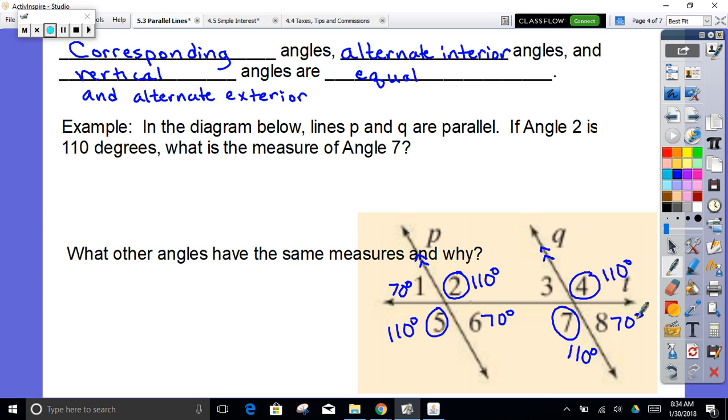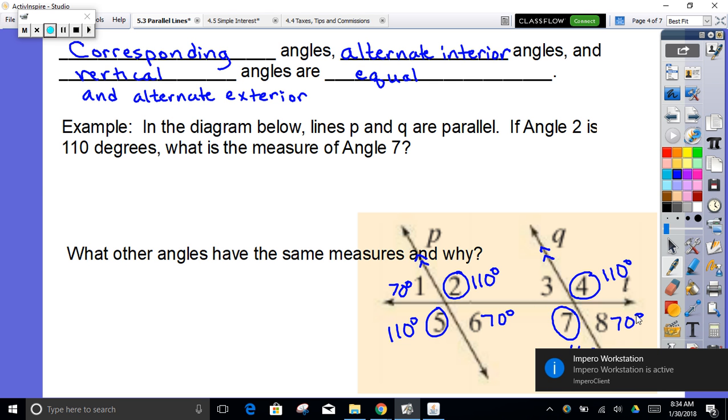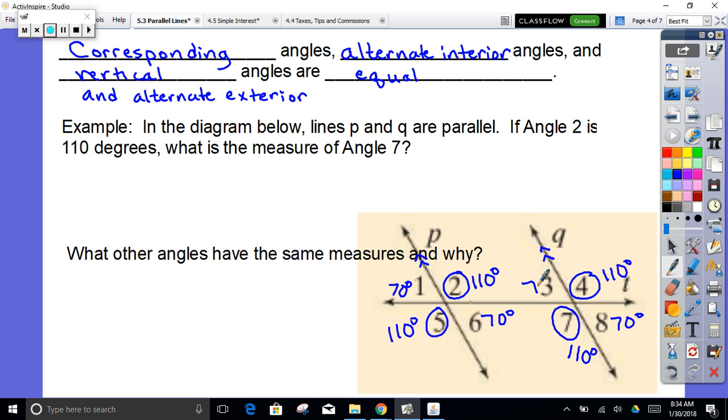Angle 8 is 70 degrees because it corresponds with angle 6, and because it's an alternate exterior angle with angle 1, which is 70. So you can see how all of these are related in a variety of different ways. So anytime you're given a set of parallel lines, you know one angle, you can find all of the rest of the angles. Any questions so far? Okay.